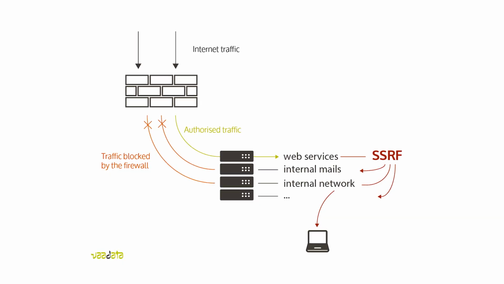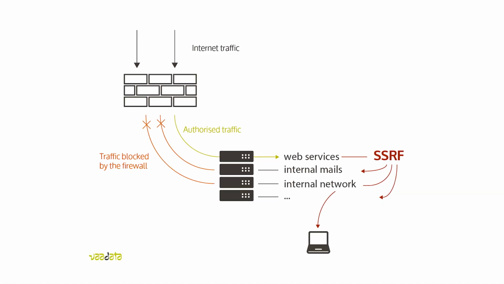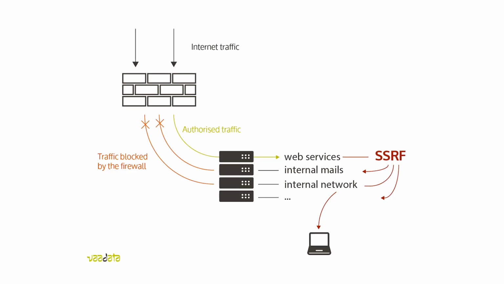A firewall protects back-end servers, such as a database server, from direct external access. The attacker sends a forged request to the web application, which, to respond, retrieves data from the database server.